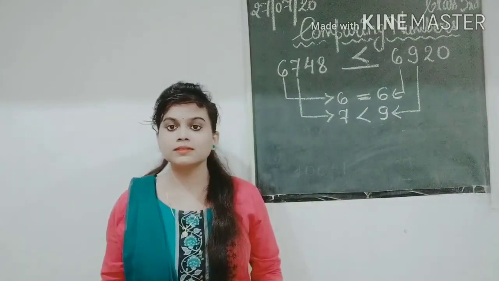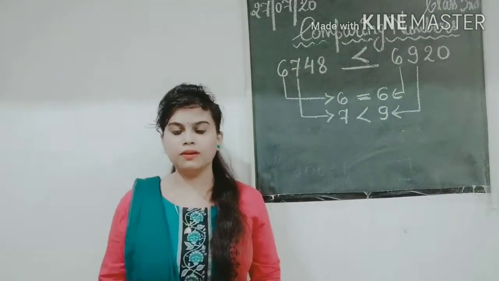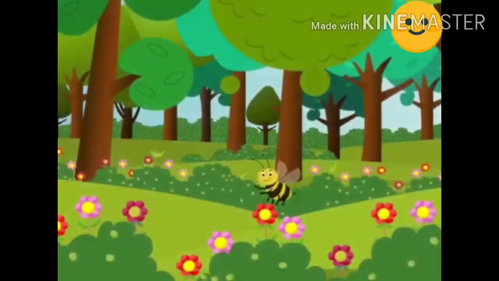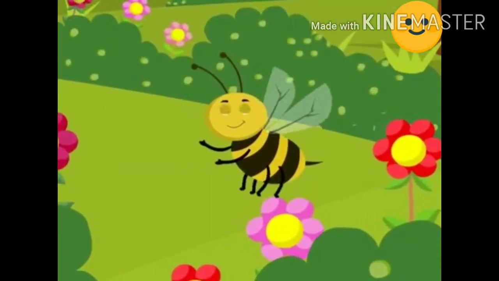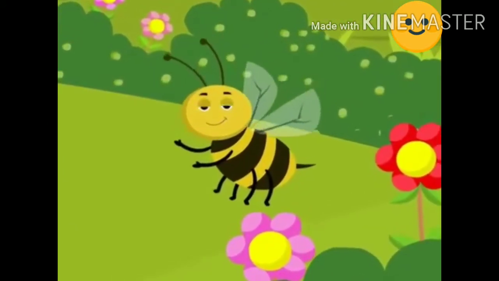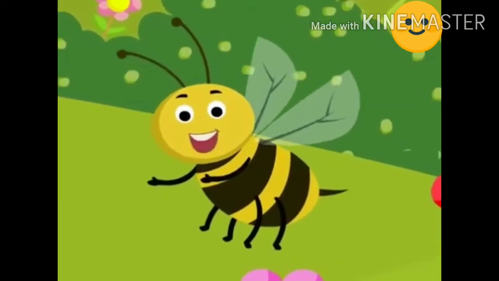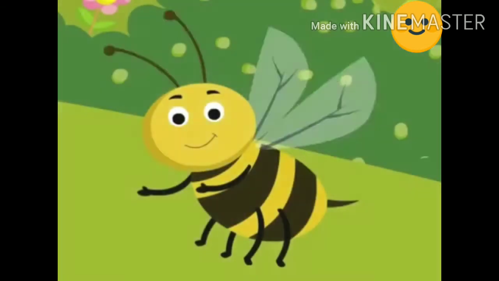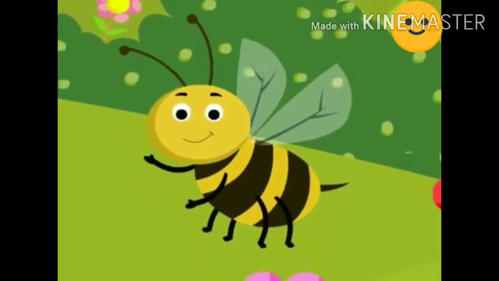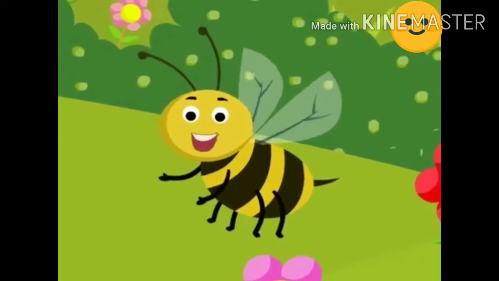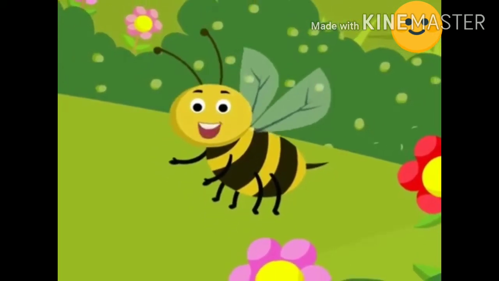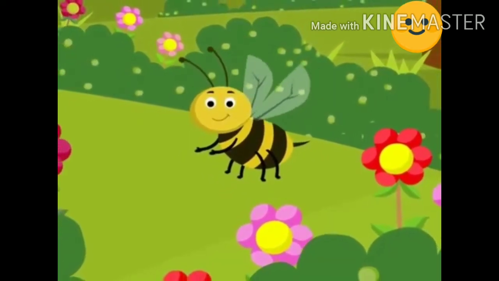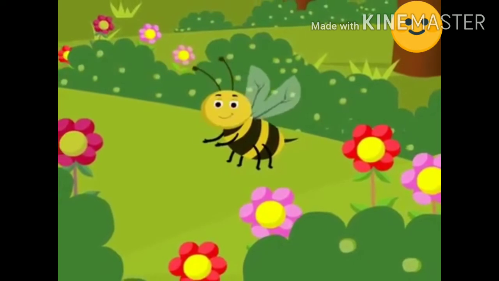Now let us know more about comparing numbers by this video. Compare 4-digit numbers with Buzzy the bee. Hello kids, I am Buzzy the bee. I will teach you how to compare numbers. To compare two or more 4-digit numbers, we first look at the thousands place, then the hundreds place, then the tens place, and lastly the ones place.